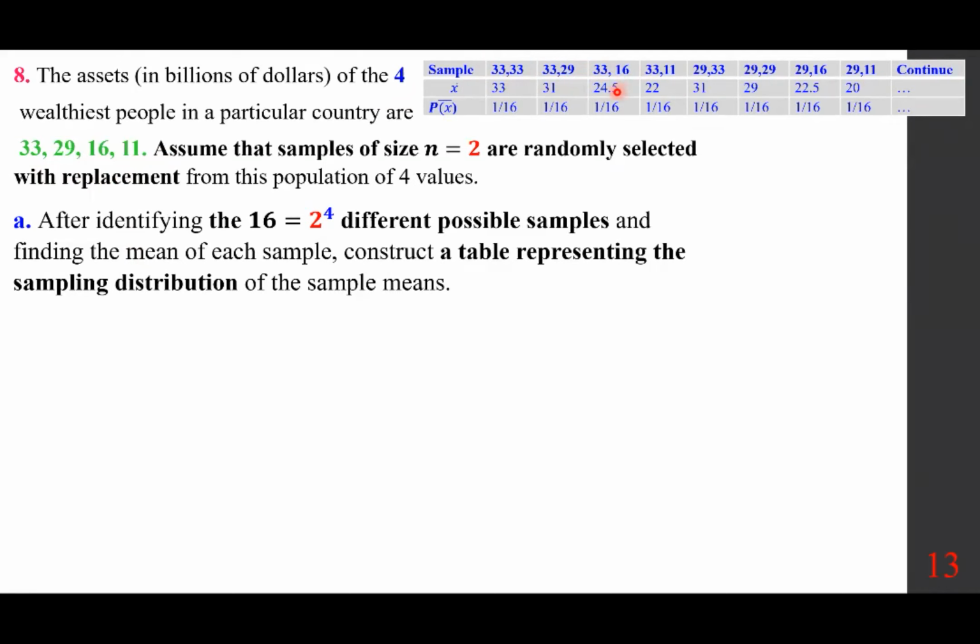Add them up, divide by 2, you get 24.5. Add them up, divide by 2, you get 22. And you do the same thing for all of them. Here's the second one. Now, when the numbers are identical, you get the same answer. There's only one out of 16.